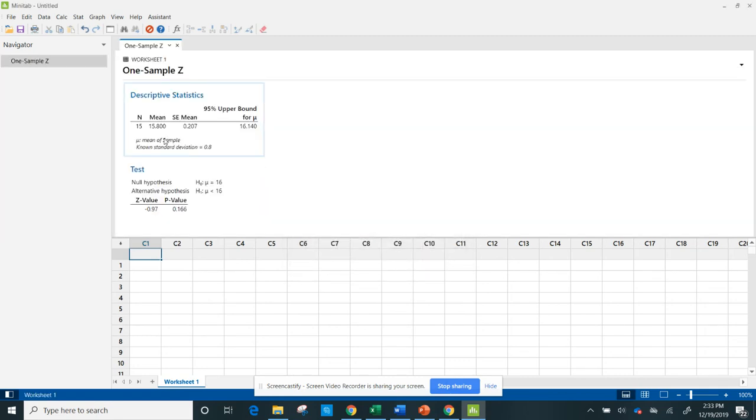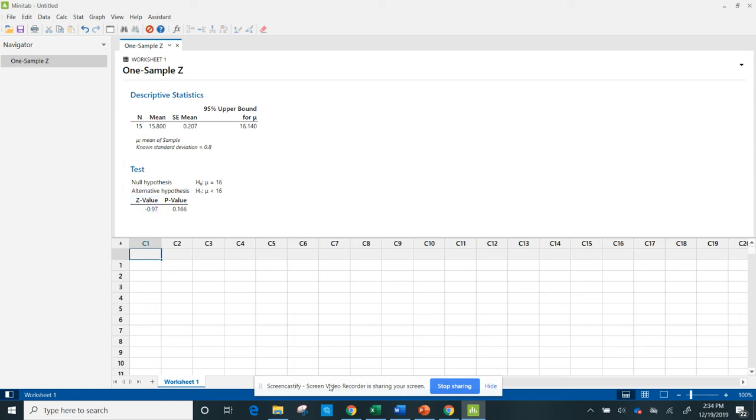And I'm given all the information. Again, I'm given the sample size, sample mean, and here I'm shown the alternative hypothesis. Again, be careful because the null is slightly different than what we're using in the class. So here I go, the z-value and the p-value. So the z-value for this one is negative 0.97 and the p-value is 0.166.